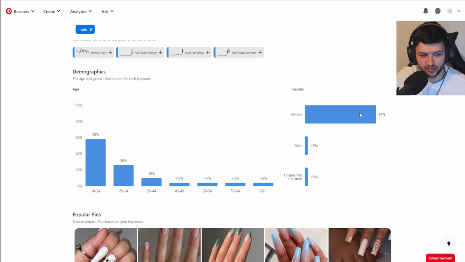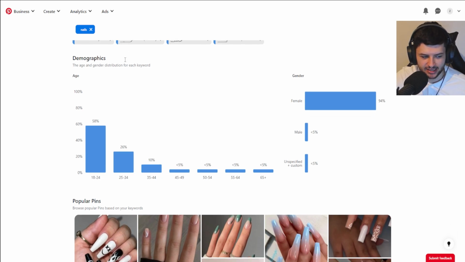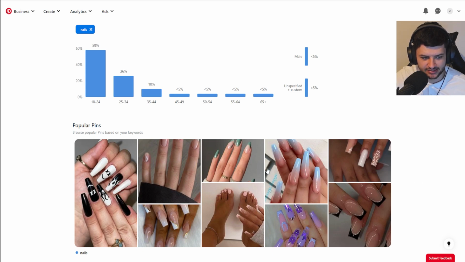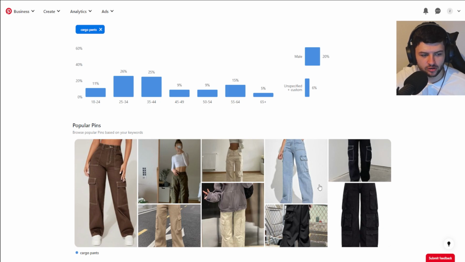So for the most part, 94% of the people most interested are girls. 58% of the demographic is the 18 to 24 range, then 25 to 34, and then it obviously drops the older the person gets. So it's really interesting insight data. We also have a lot of pictures that we can click on to explore as well. The same for the cargo pants too. So this is really good to see what people are searching for.